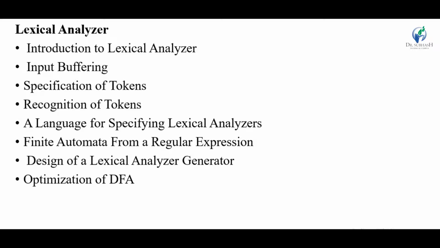What is a token? A token is a sequence of characters having a collective meaning. Typical tokens are identifiers, keywords, operators, special symbols, constants, etc. A character sequence forming a token is known as a lexeme.